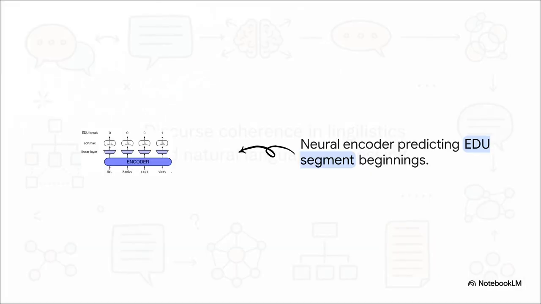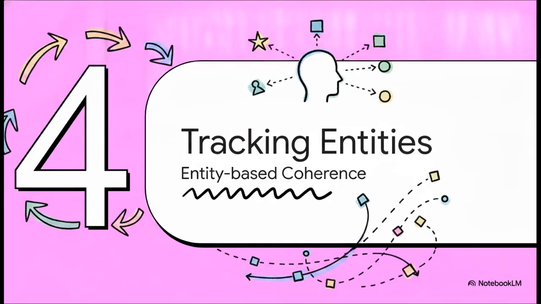To solve this, modern natural language processing uses a neural encoder. It scans the text word by word and spits out a sequence of zeros and ones. A zero basically tells the system, hey, keep going, we're still inside the same puzzle piece. But a one? That's a signal to make a clean break, the start of a brand new structural unit. Once the neural network chops the text up into these EDUs, it passes them on to a parser to figure out how they actually connect, whether they're showing evidence, elaboration, or contrast.